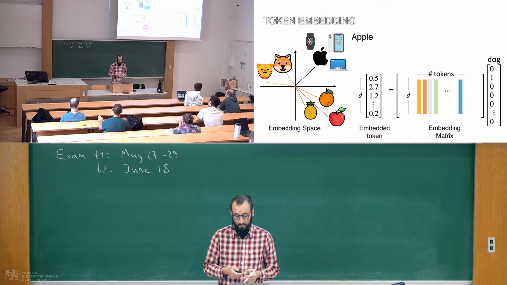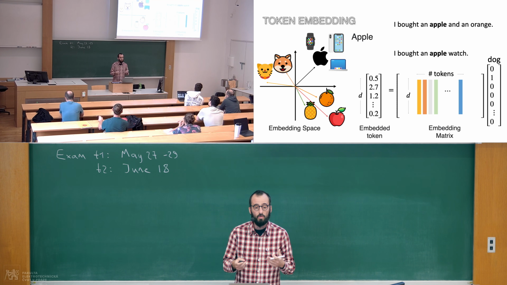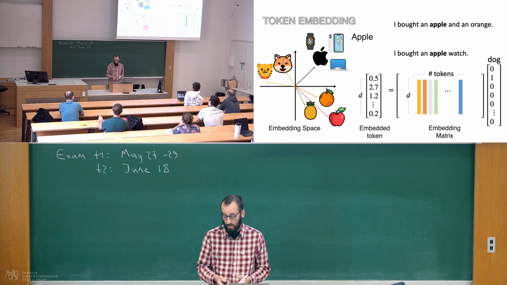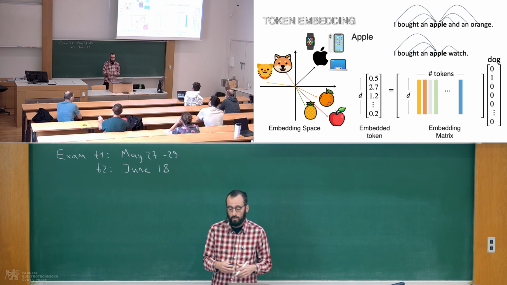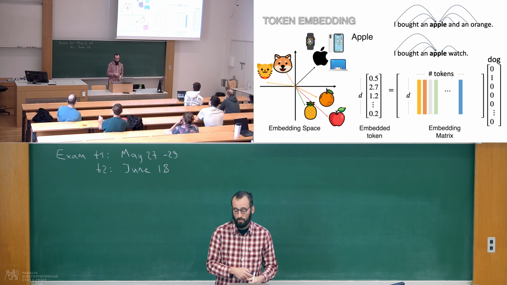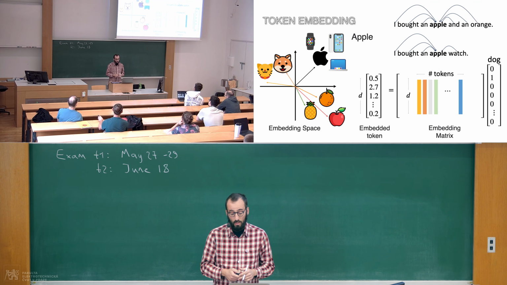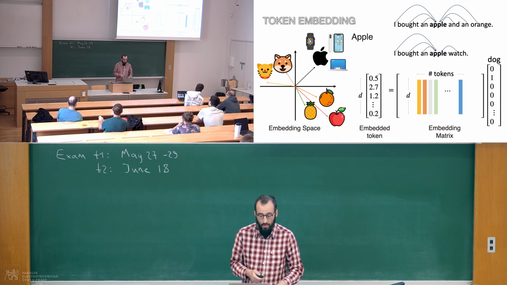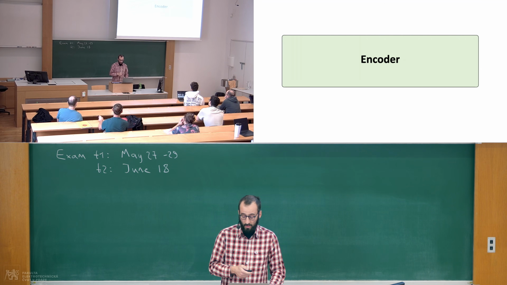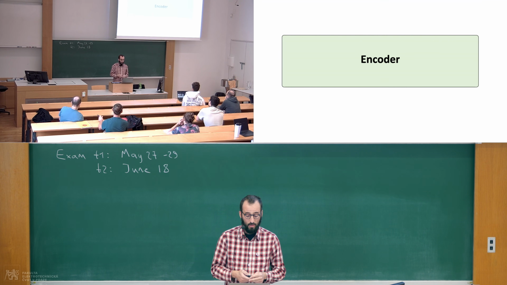How can one deal with that? The way to go is to use context, which is the same way that humans understand language. If you see the word apple in a sentence such as "I bought an apple and an orange," it becomes pretty clear that we talk about a fruit. If you say "I bought an Apple Watch," it becomes pretty clear it's about electronics. So context matters, and we're going to see how transformers are handling that.